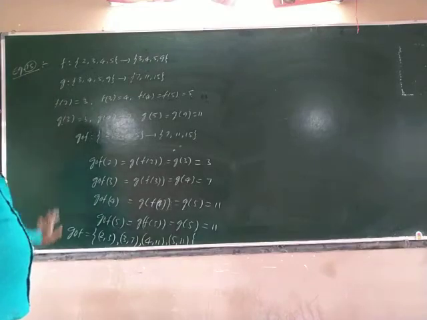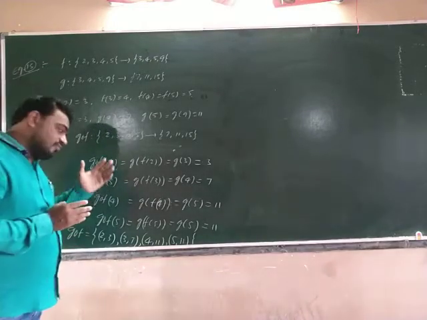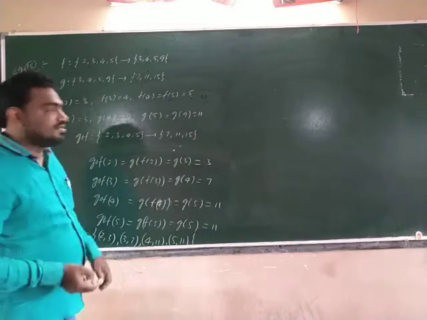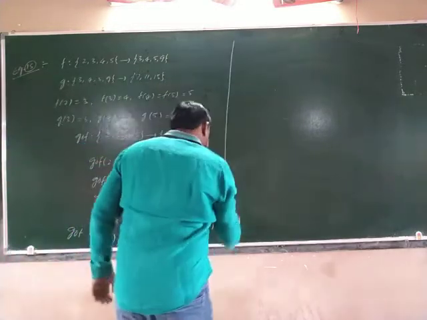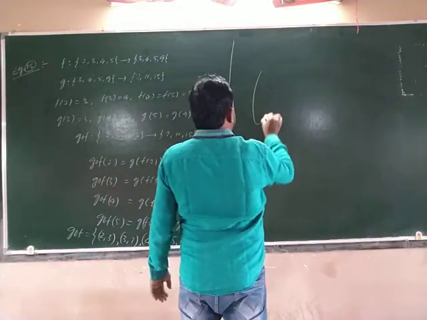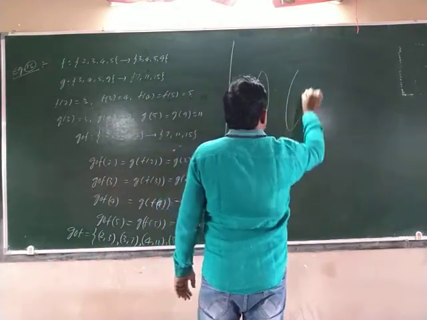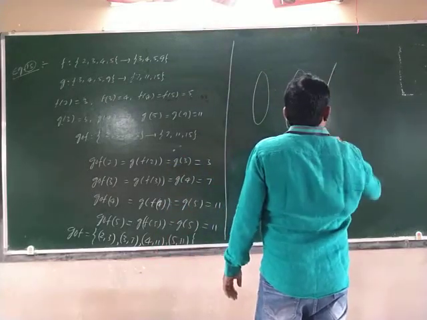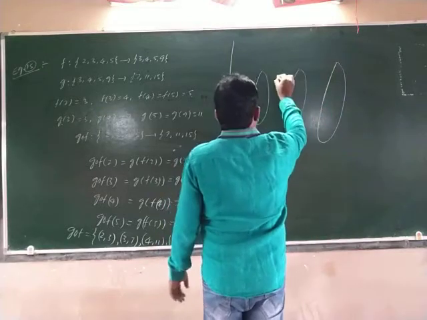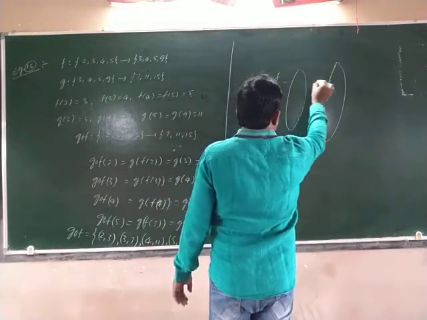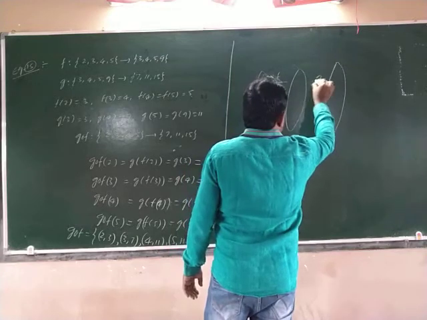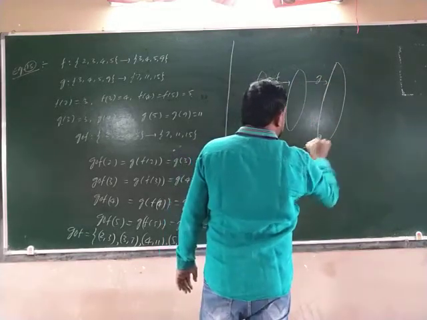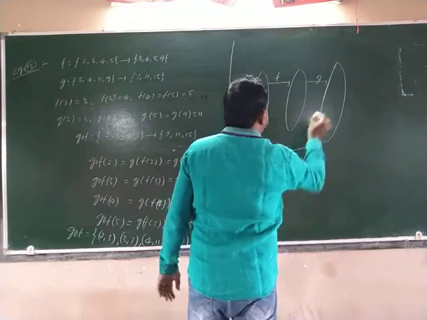This same answer I will find for G circle F through the Venn diagram, arrow diagrams also. Don't solve this way in the board exam; in competitive exams, we will solve like this. You see, this is the function F from this set to this set, G from here to here, and G circle F from here.